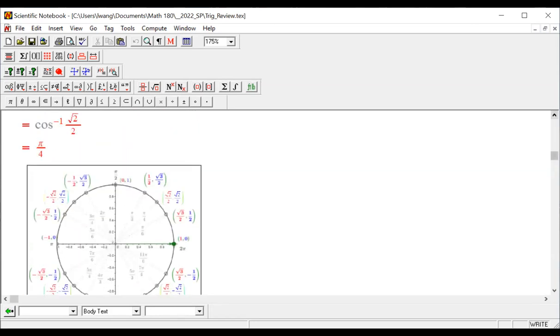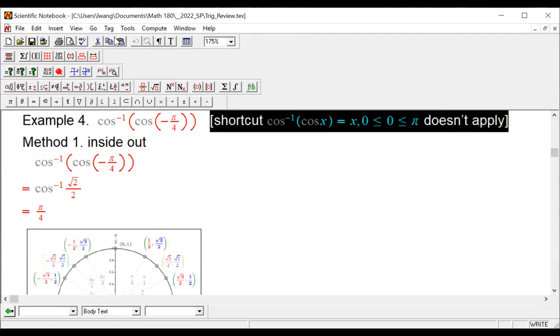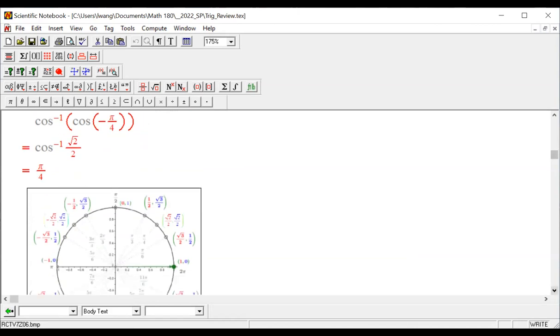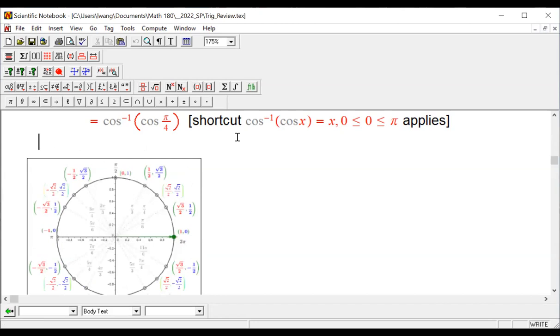Okay, and this time we can apply the shortcut. So this shortcut applies. If the shortcut applies, what does that equal to? Because the pi over 4 is inside this interval, right? And there we go. The answer is also pi over 4.